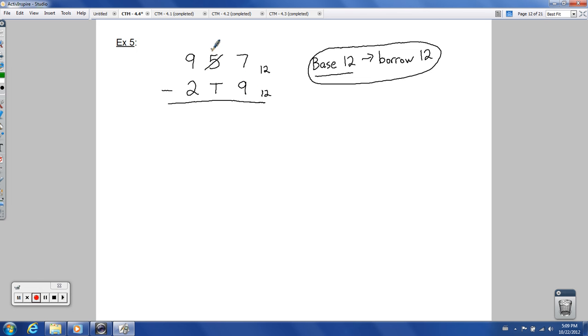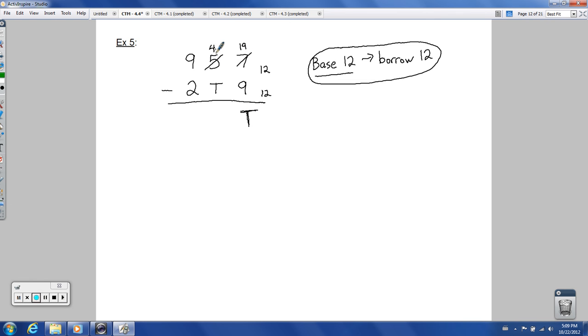So I need to borrow, I'm going to reduce this by 1. But what did I just borrow? I borrowed a group of 12 here, not a group of 10. So what does this become? 7 plus 12, thinking of it right now in base 10, is going to be 19. So 19 minus 9, is that possible to do? Yes. What is that? That is 10. Do I write 1, 0? No, that's not a single digit, but remember I have T as an option in base 12. So T stands for 10 in base 12. So this becomes just plain old T here. Alright, so that's all set there.